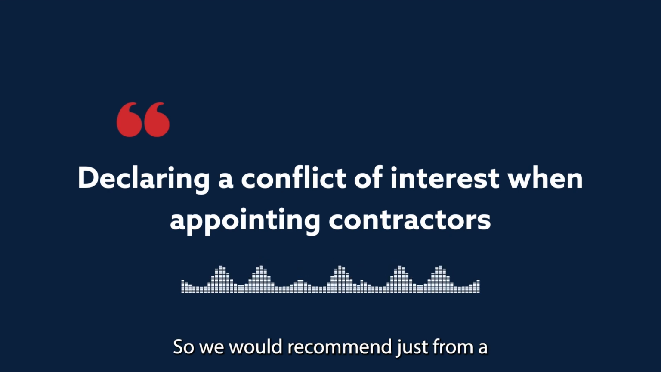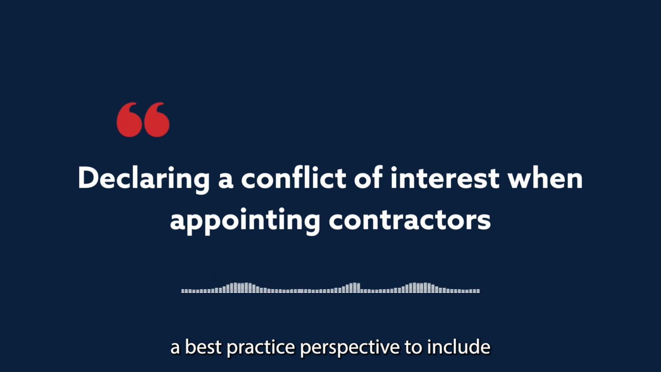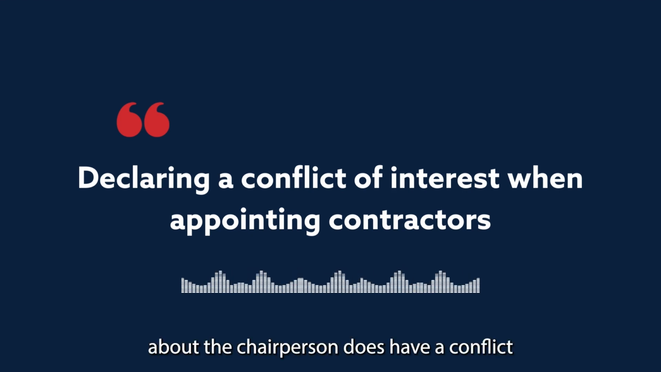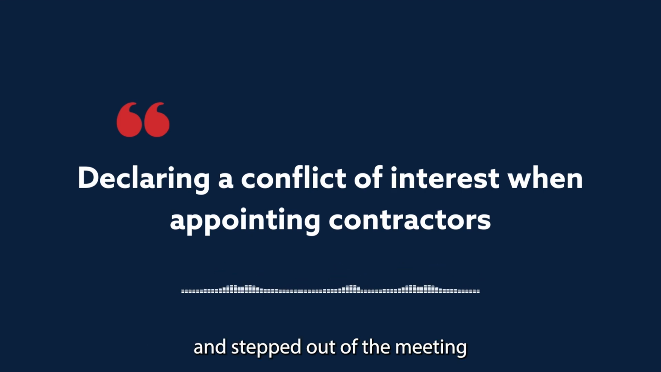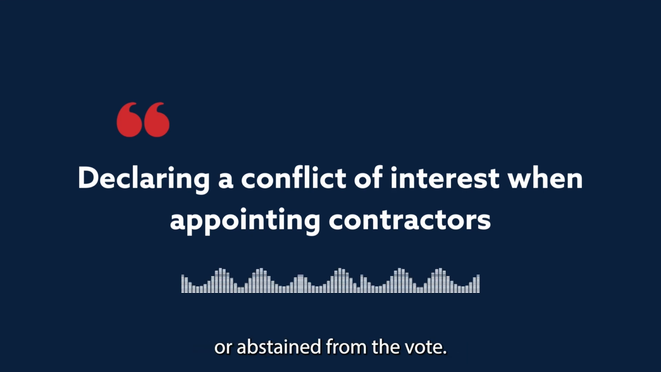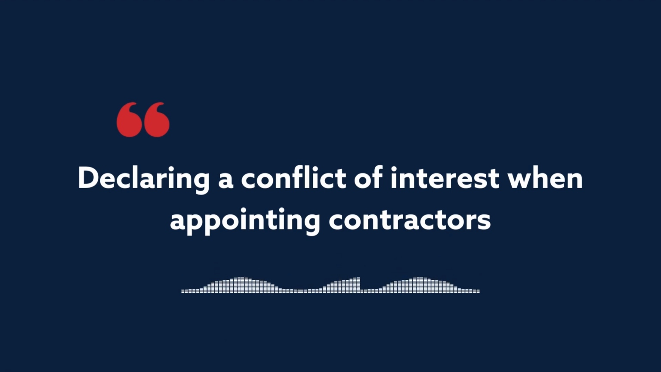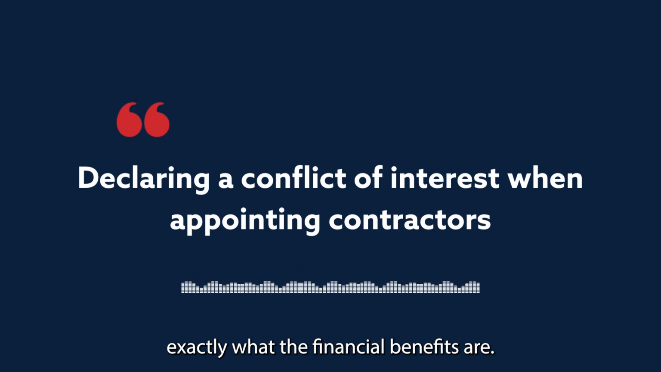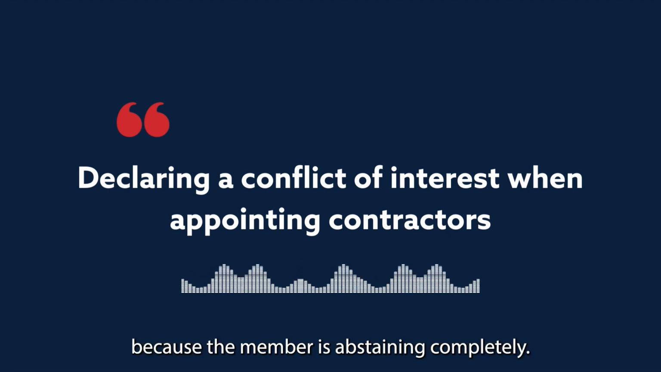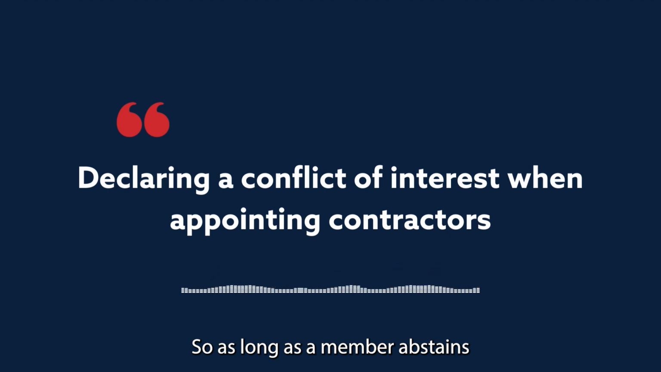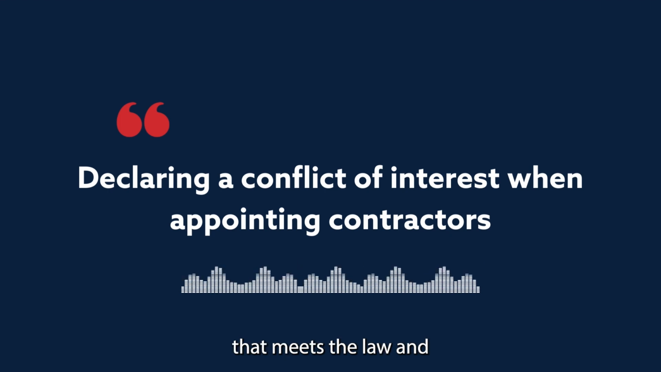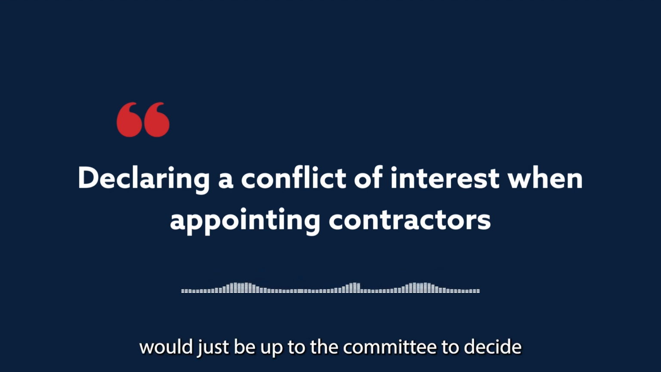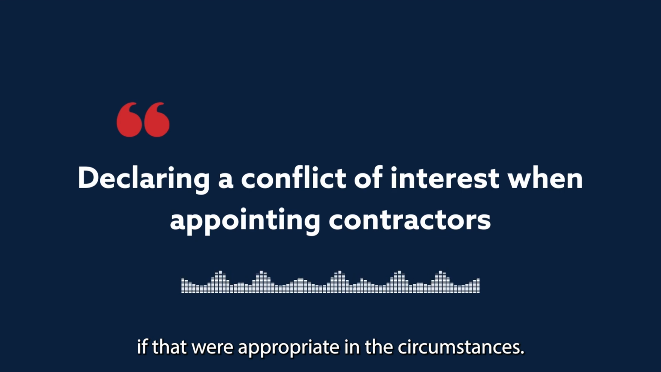So we would recommend, just from a best practice perspective, to include a very brief comment that the chairperson does have a conflict and stepped out of the meeting or abstained from the vote. We probably would not recommend they explain exactly what the financial benefits are. That's not required because the member is abstaining completely. So as long as a member abstains, that meets the law, and any further disclosure would just be up to the committee to decide if that were appropriate in the circumstances.